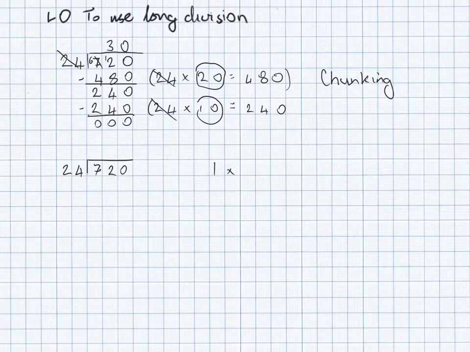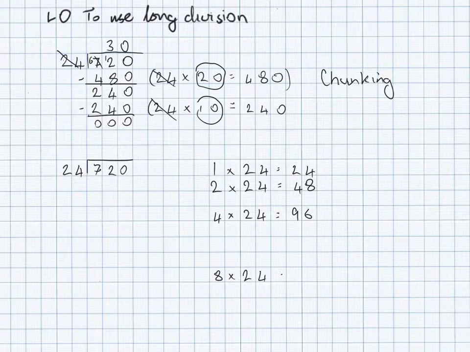So we know 1 times 24 is going to give 24. And we can double that to give us 2 times 24, which gives 48. Double that again, and notice the way I'm leaving a space. We get 4 times 24, so that's double 48, which is 96. And if I leave another space for 5, 6, 7, and put 8 times 24, which again is doubling, we get 192.